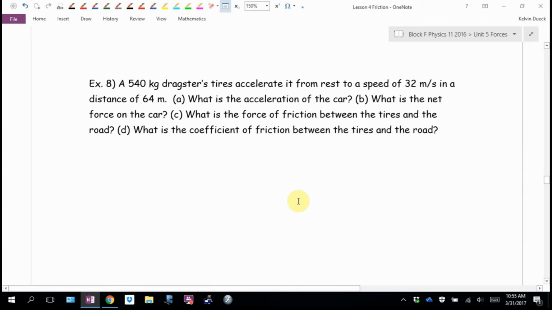Last one. Number 8. A dragster's tires accelerate it from rest. You know what? That's probably important. To a speed of 32 meters per second on a distance of 64 meters. Okay.